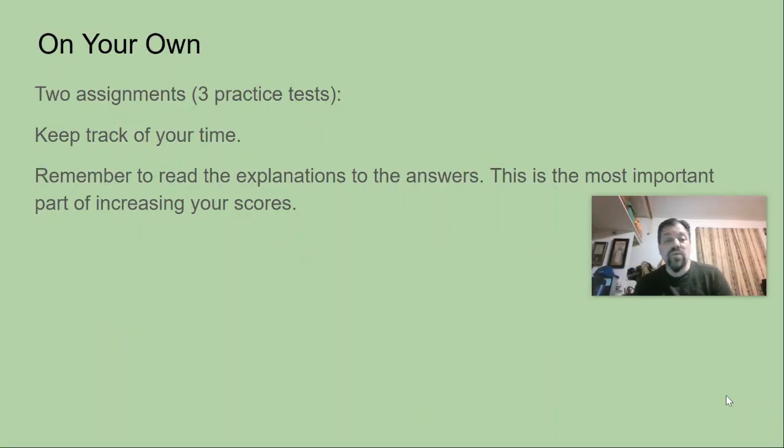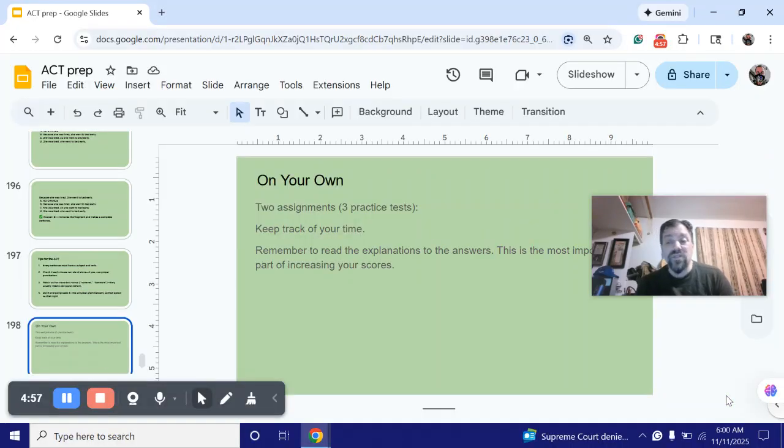Now, for today's work, there are two assignments, basically three practice tests. Keep track of your time. Remember to read the explanations to the answers. This is the most important part of increasing your scores. After you finish taking your test, one of them you correct on your own, the other one the computer corrects, but you want to read why they said that was the correct answer. That's how you improve your test scores.